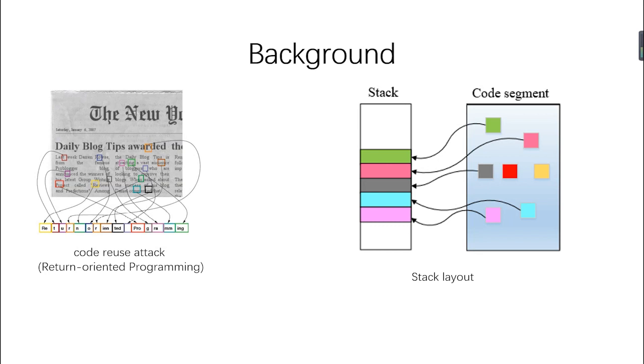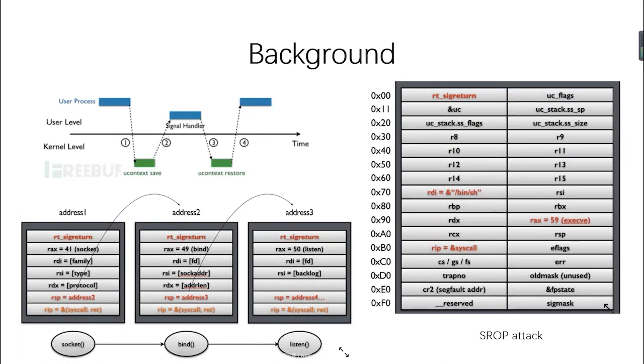First, we will introduce the background. Return-oriented programming attack is a kind of control flow attack which diverts the program's execution flow. It reuses code snippets in the program to perform malicious behavior instead of injecting malicious code. It has been popular for decades and has lots of variants. Sigreturn-oriented programming attack is one of the variants of ROP attack. It leverages the sigreturn system call to conduct attack.